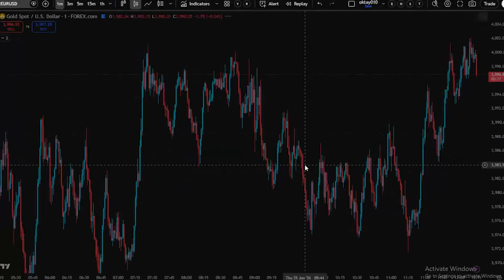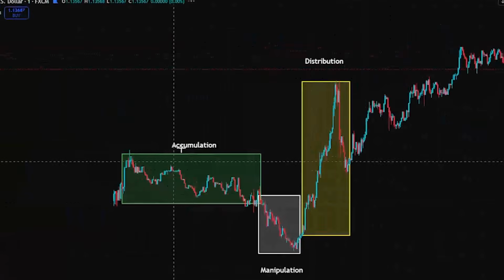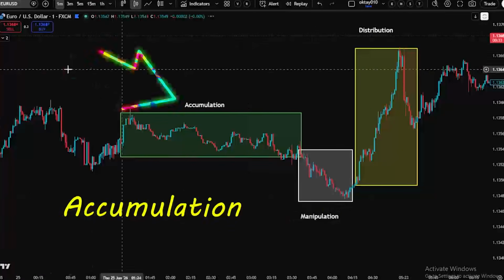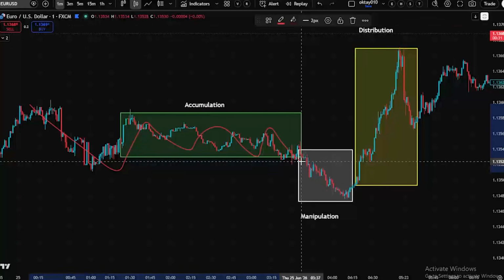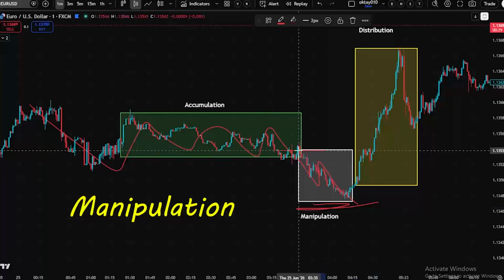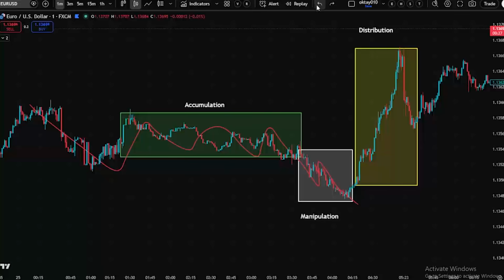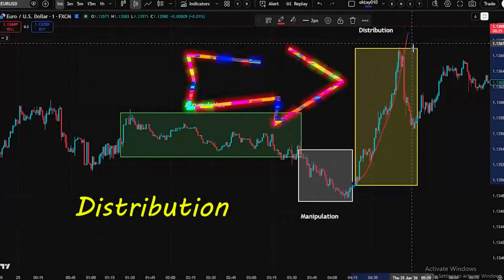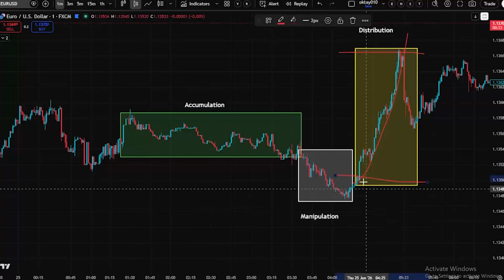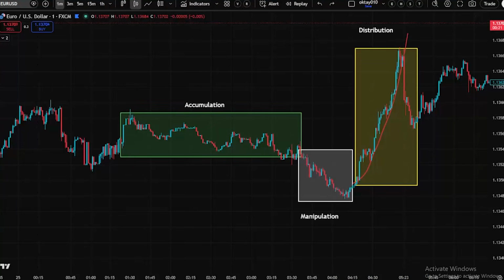Smart money usually moves in 3 phases. Accumulation, where the market is quiet but smart money is coming in. Manipulation, where price makes a crazy move to fool retail traders. Distribution, where the main move starts and the trend is formed.